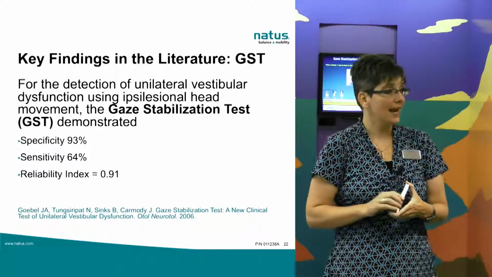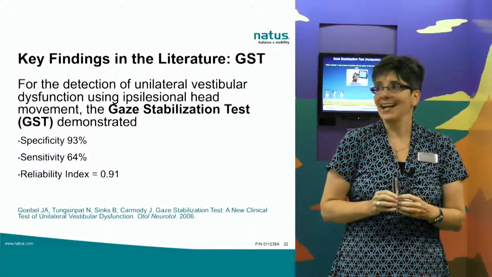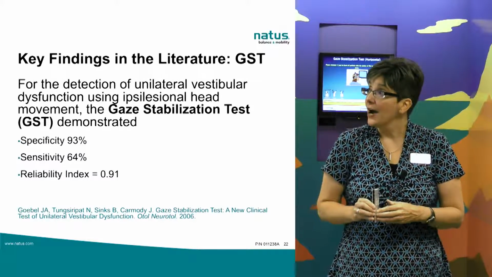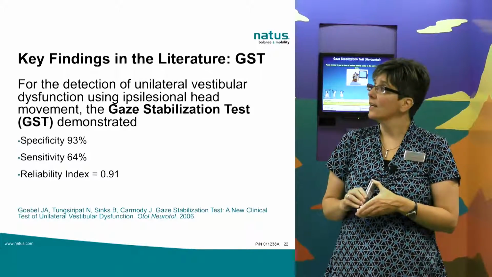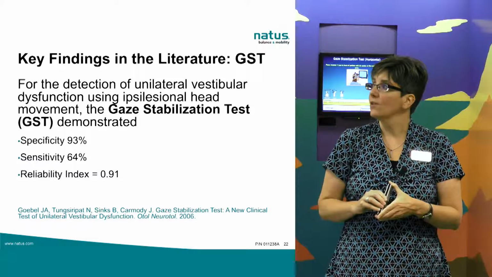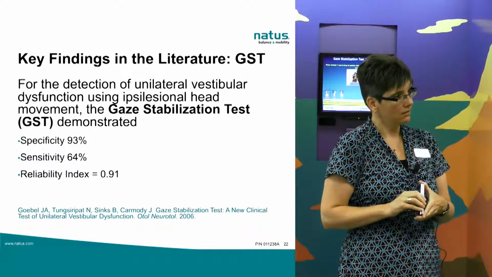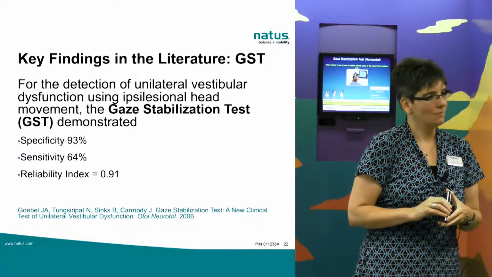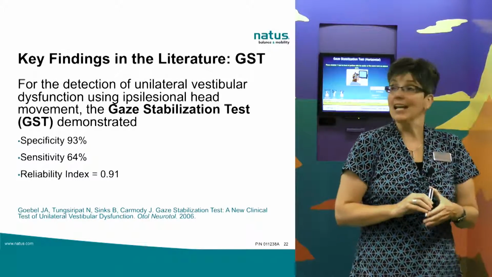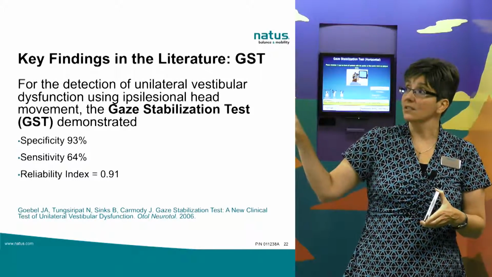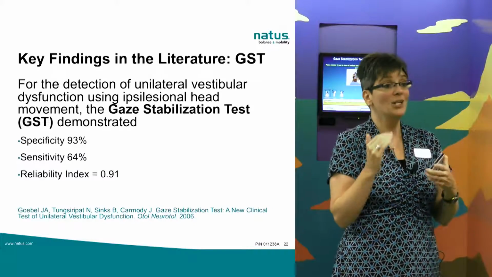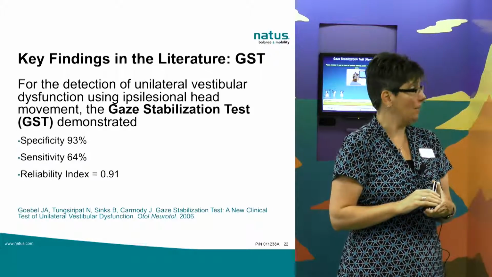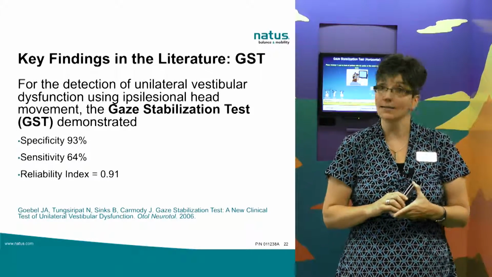We do have some nice specificity data and reliability data on this test. Okay? This was a study that was done looking at patients with unilateral vestibular loss. So for the therapists that don't have access to vestibular function testing, if you are finding that your patient is scoring with a big asymmetry on the gaze stabilization test, that might help you be able to advocate for that patient to get vestibular function testing.